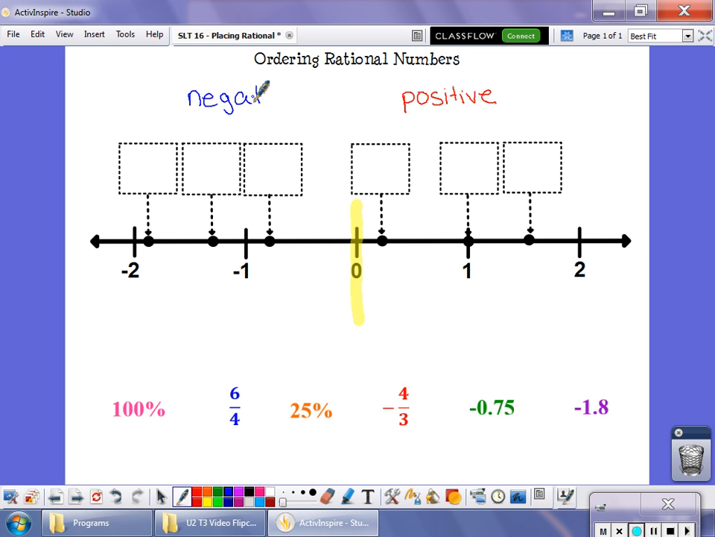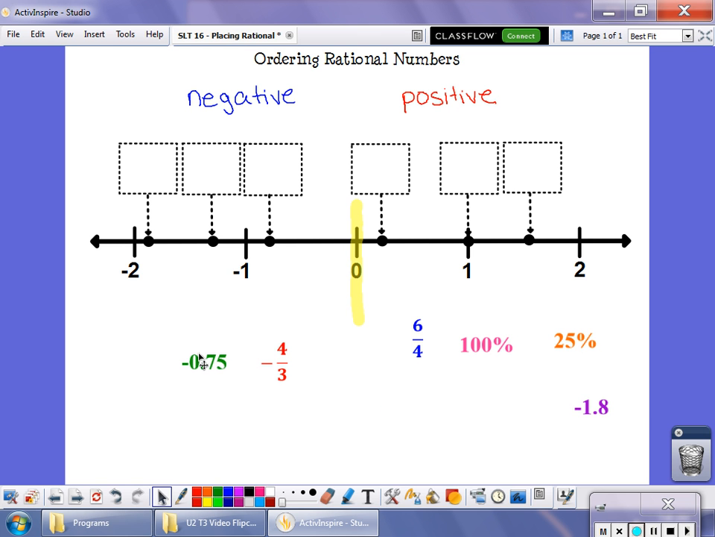So right away, I'm going to take these numbers that I have and sort them. I'm going to put my positive numbers on the positive side, and my negative numbers on the negative side. That's my first step. The next thing I'm going to do is look for numbers that are greater than 1. Greater than 1 are going to be numbers that are like mixed numbers.